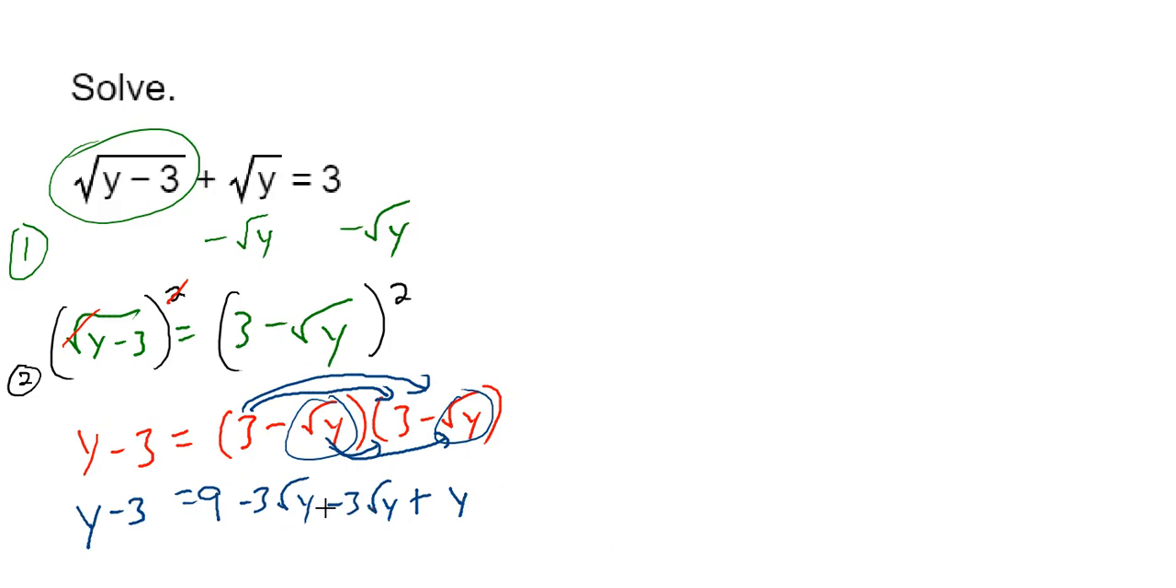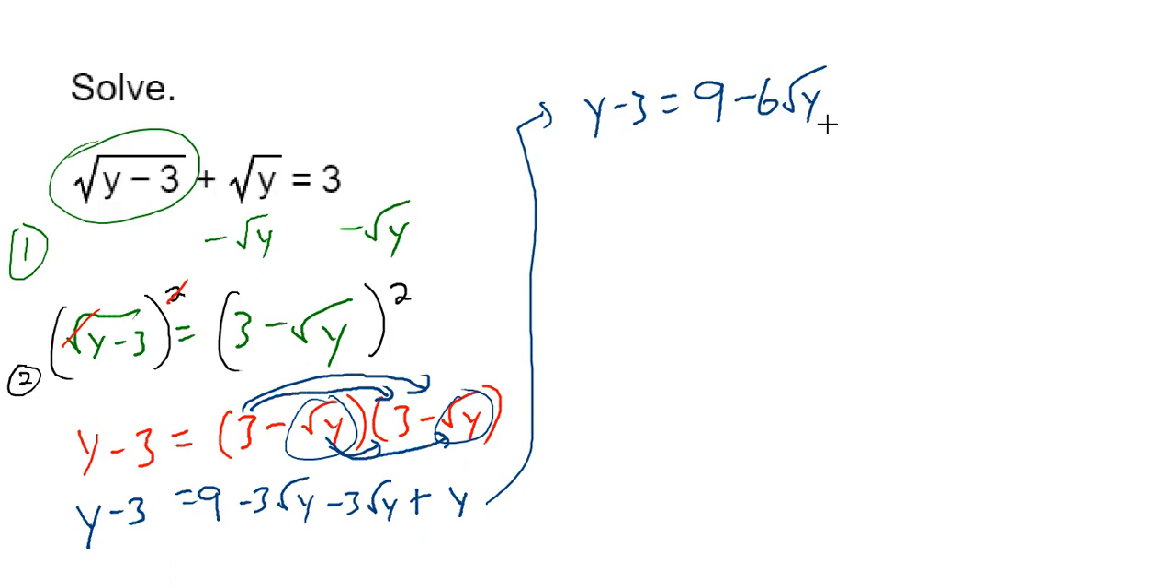All right, so now we're going to combine like terms. I'll just continue up here. So we have y minus 3 equals 9 minus 6 square root of y plus y. All right, that's combining these two together right here. So as promised, we square both sides. One square root gets canceled out. We have to FOIL the other side, but after you simplify things, you only have one square root left in your equation. So now we want to get rid of this square root, and to do that, we'll have to isolate it. So get this square root by itself.